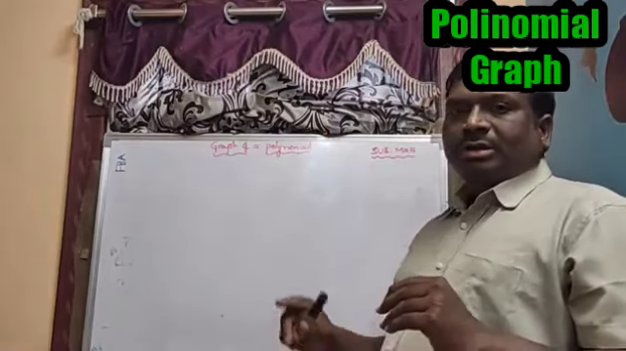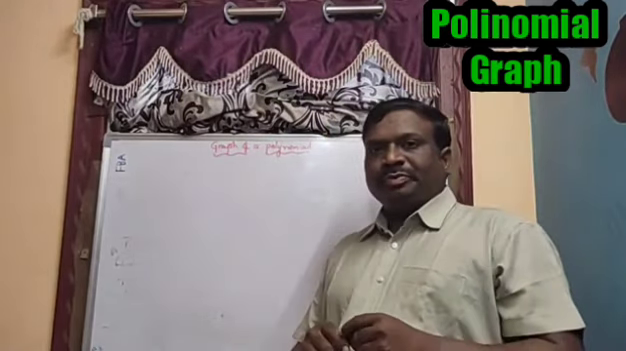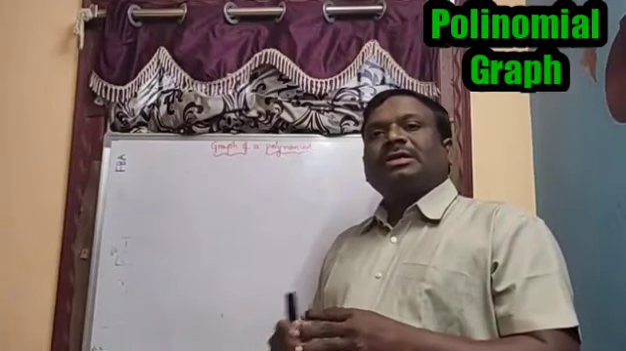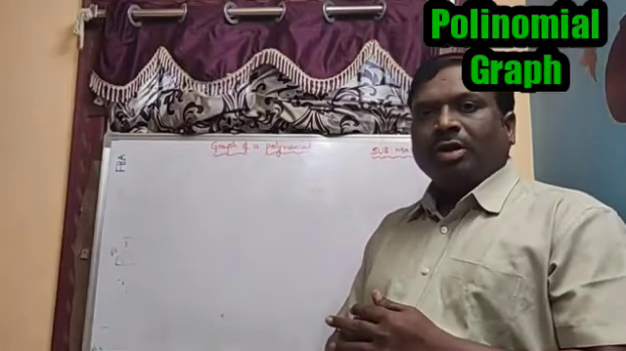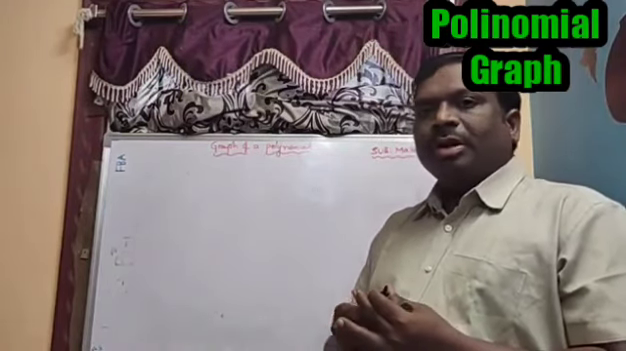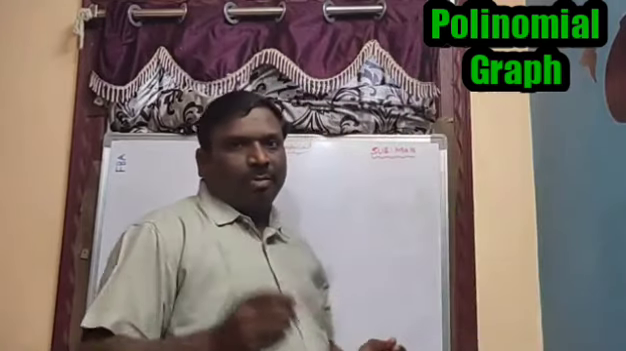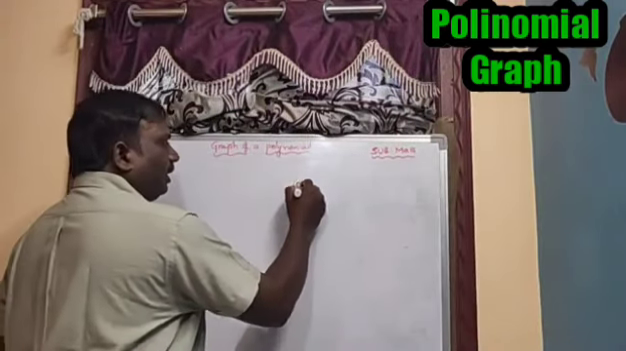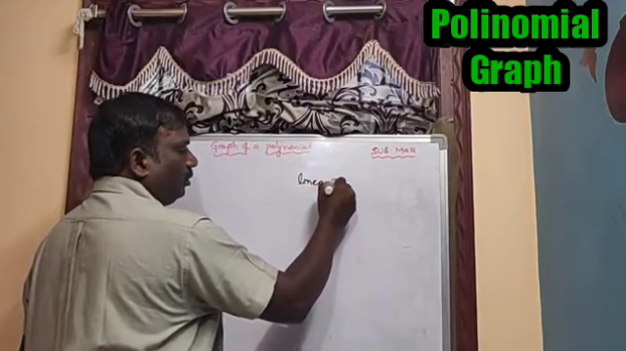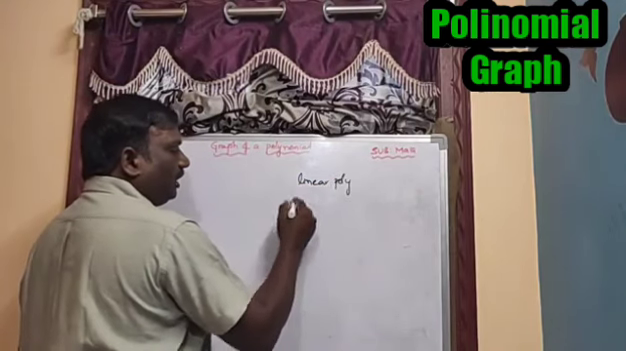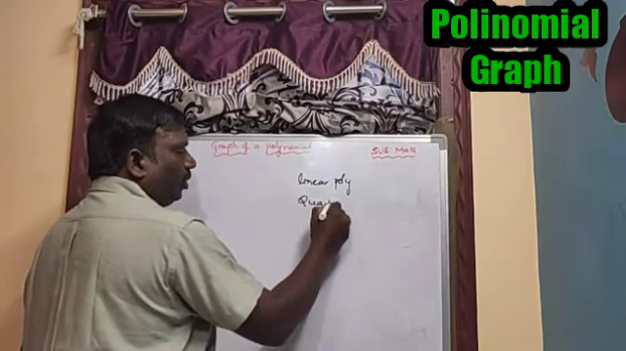Here we saw different types of polynomial, based on their degrees. Linear polynomial is the first one. Linear polynomial means the degree of the polynomial is 1. Second one is quadratic polynomial.